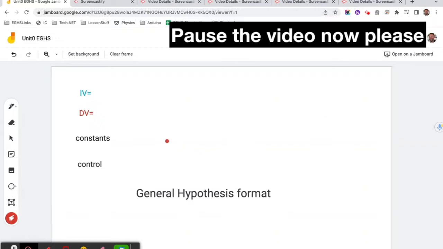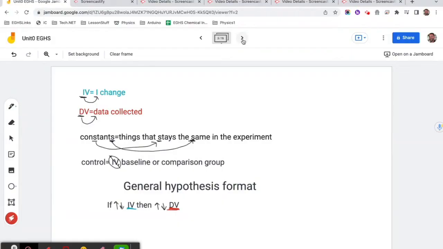If you want to quiz yourself, you can pause the video right now and see if you know what these mean. The IV is what I change. It's what I manipulate. That's what I'm doing the experiment on. The DV is the data collected. Very simply put, whatever you're measuring in the experiment, that is your dependent variable.